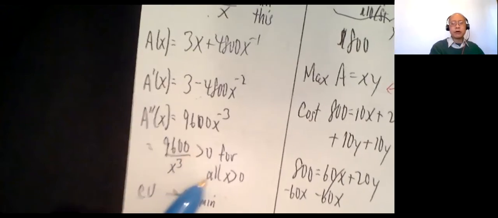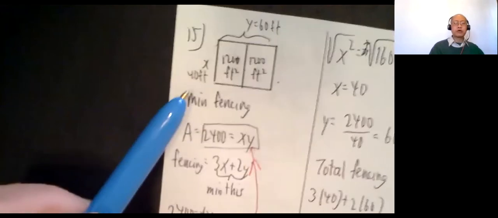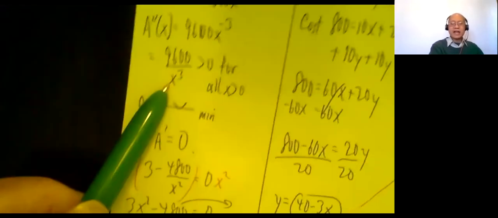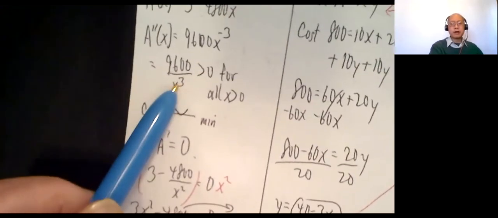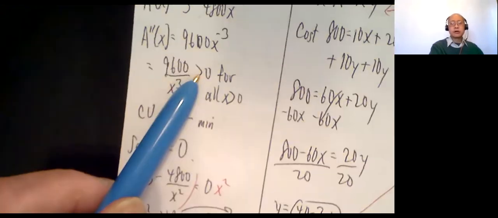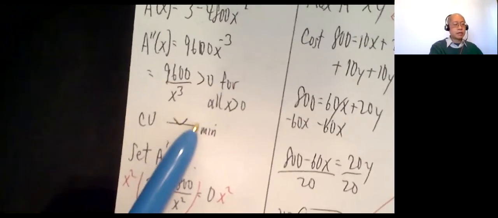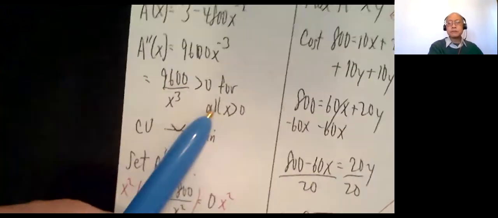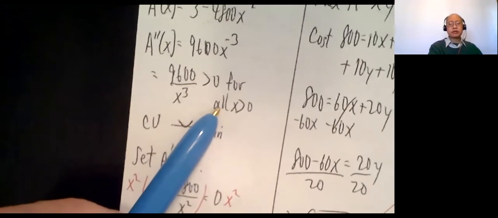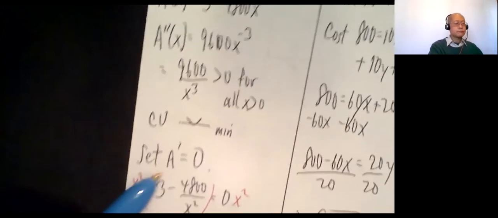That's greater than 0 for all X greater than 0, right? In this kind of word problem, we only plug in positive. If I plug in any positive number at all, cube it, it's positive. 9,600 divided by it, it's positive. Greater than 0 for the second derivative means concave up, which means I have a minimum. Am I looking for a minimum? Yes, I am. So I just set the first derivative equal to 0 and go from there, and then it should be home free. So set A prime equal to 0.